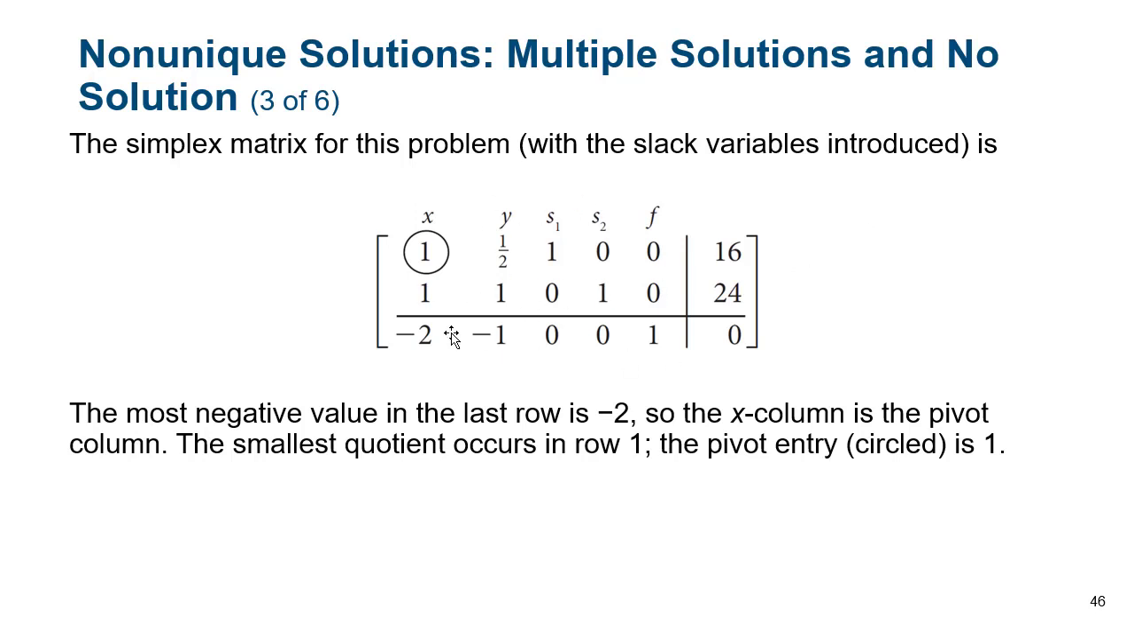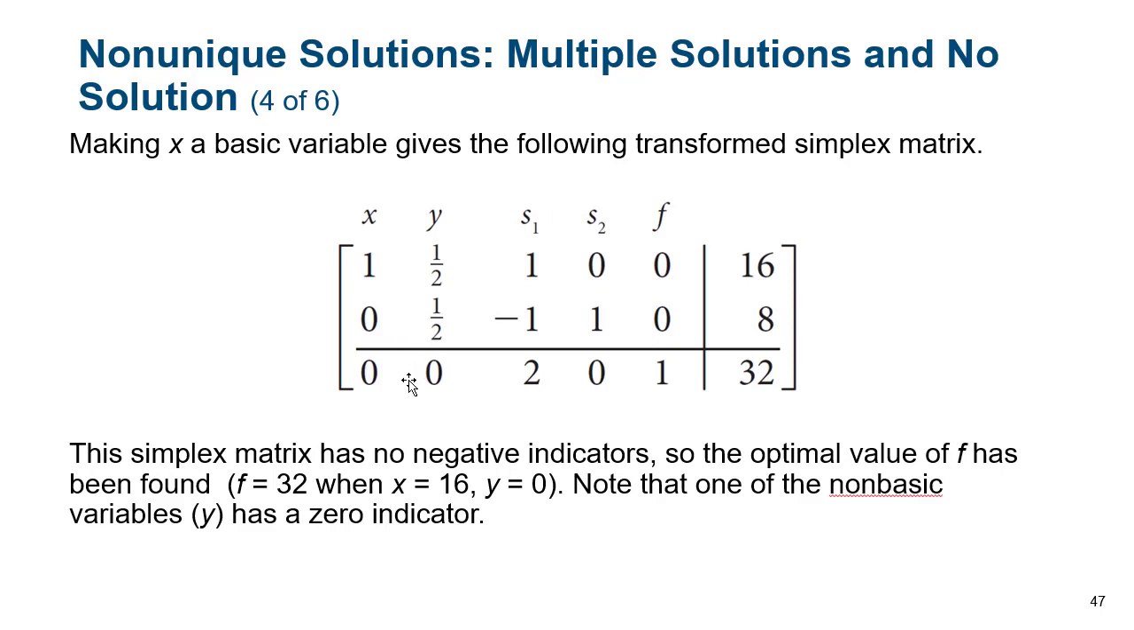We put it into the matrix. We have our biggest negative, not our biggest, but our smallest negative, right? So we have a pivot column. We do the 16 divided by 1, 24 divided by 1. Obviously, this is the smallest one. That becomes our pivot element. We pivot, and then we're immediately done. There's no more negatives left. And thus we see that our function is maximized at 32 when x equals 16 and y equals 0.